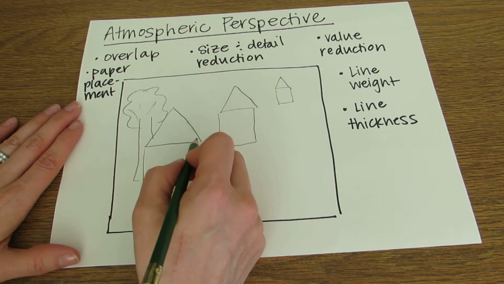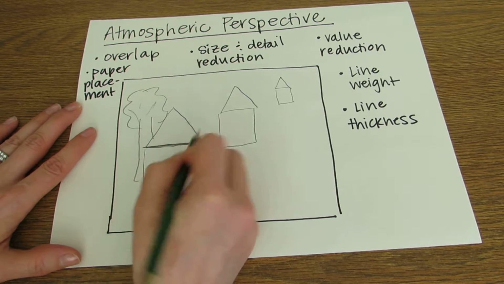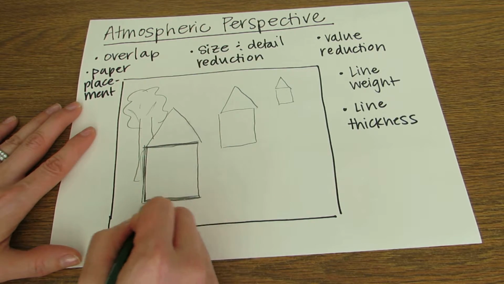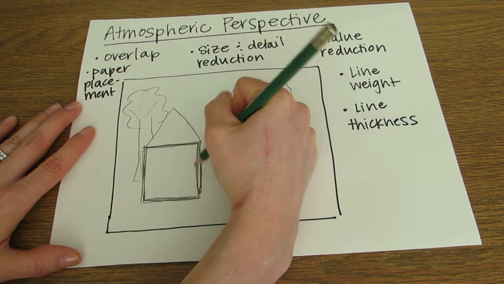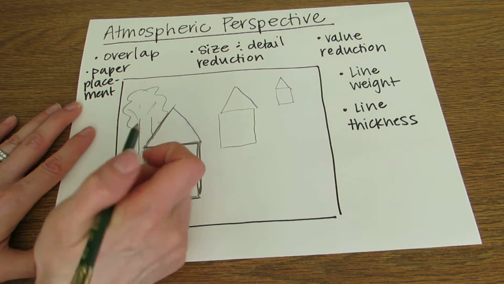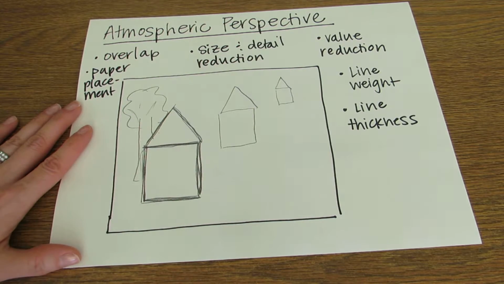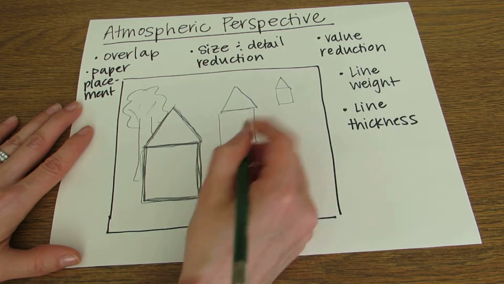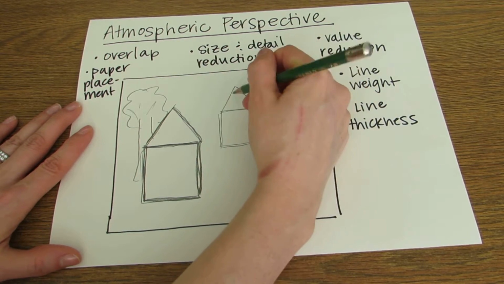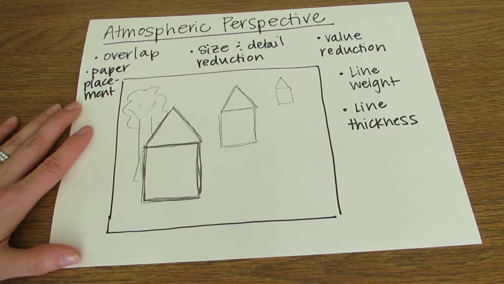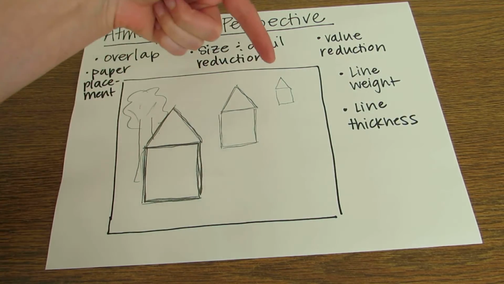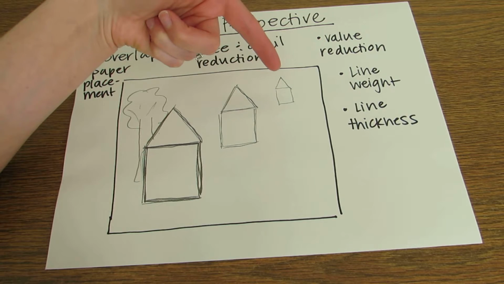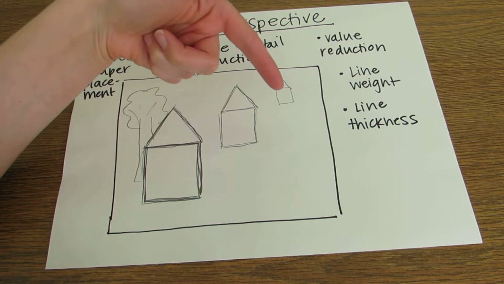As I draw them, I can also change the line weight and the line thickness. So I'm using a 6B pencil right now. To help this house feel closer, I could use thicker lines drawn with a darker pencil. So I'm just going to go over some of my lines quickly. My middle house, I'll use a 2B pencil and make them more medium lines. And I'll leave this back one the way it is. I still used a dark pencil just so you could see it on camera, but on your drawing you might want to switch for those background details to an HB or even a 2H pencil.